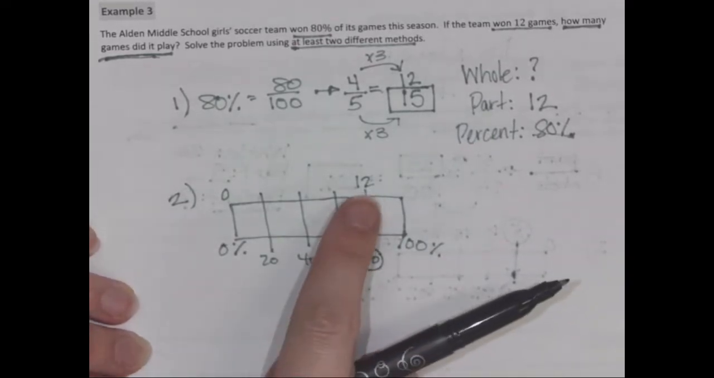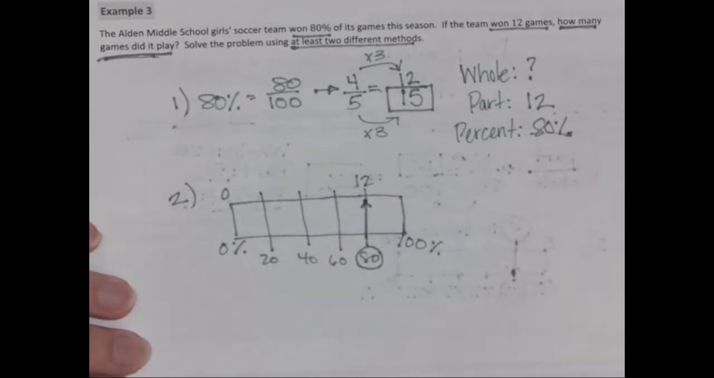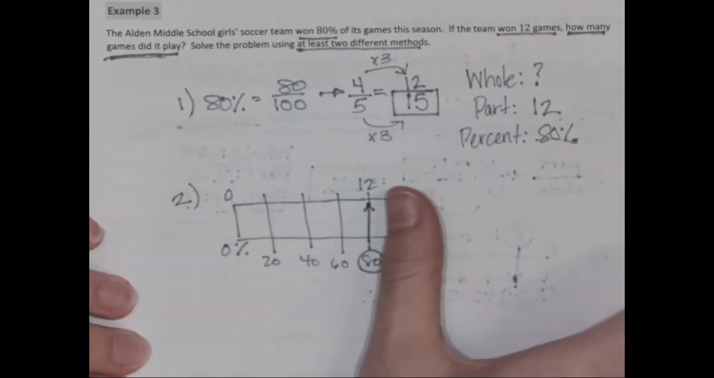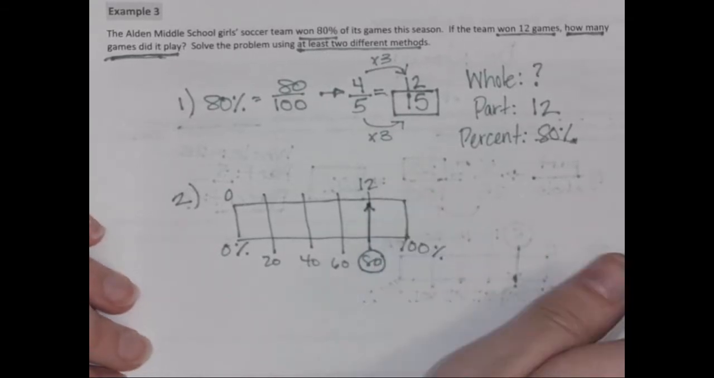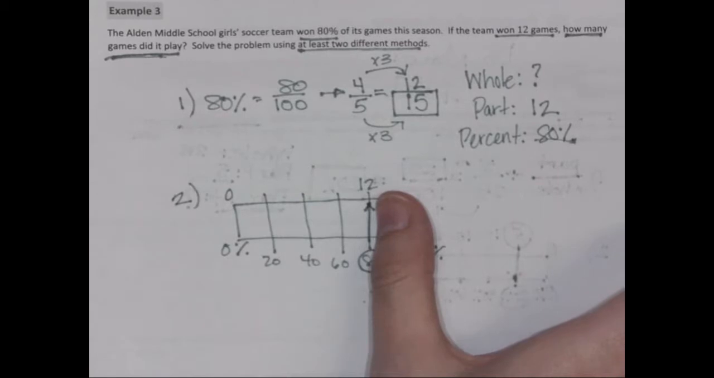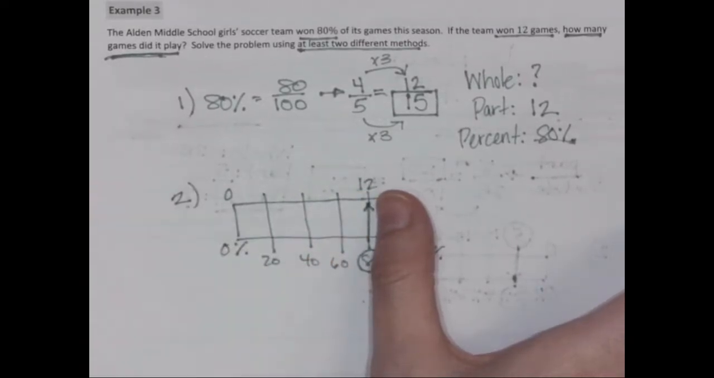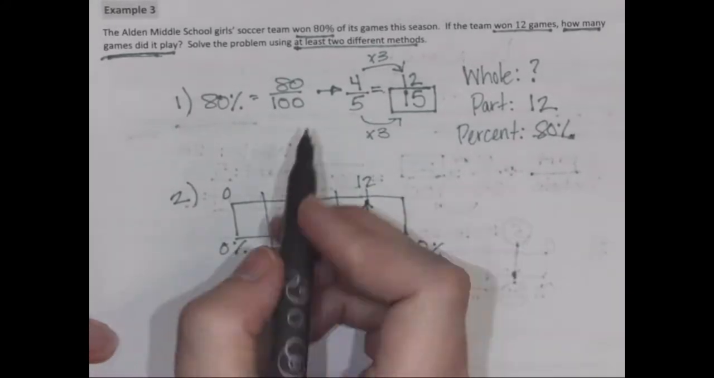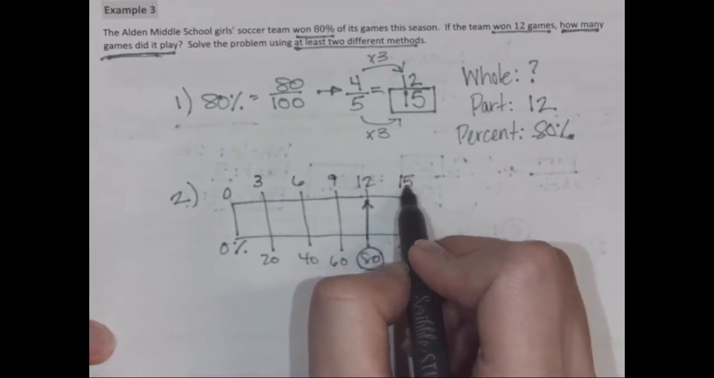Okay? Now, when you have a part and not the whole, what I like to do to figure out what we're counting by is pretend like your part is your whole. Let's cover up the rest of the diagram, okay? Now we've split 12 into 1, 2, 3, 4 parts. So what should I count by? 3. Good. 3, 6, 9, 12. And what's the whole? 15.